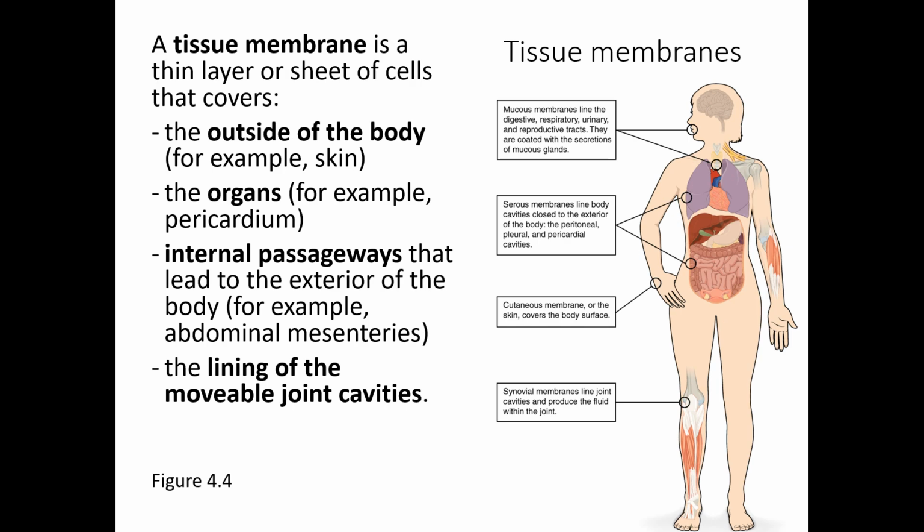There are also tissue membranes. Those are layers of cells that cover either the body or outside of the body, like skin, or organs. For example, pericardium. Remember that double membrane surrounding the heart. Or sometimes tissue membrane makes internal passageways, like abdominal mesenteries. We'll talk about that later. Or lining of the joint cavities in our movable joints. They are called synovial membranes.